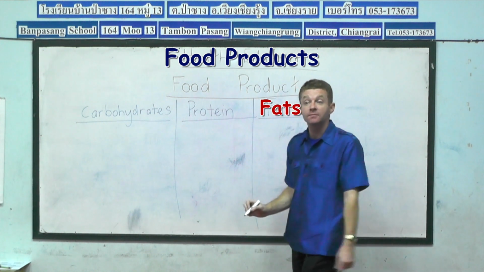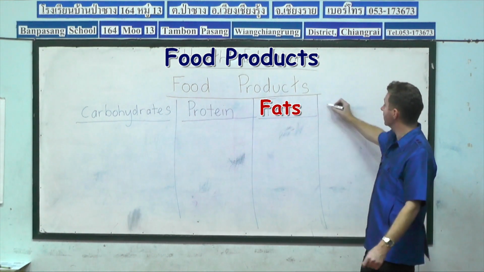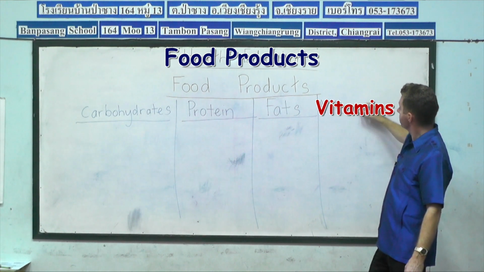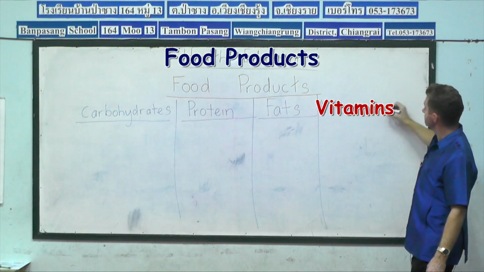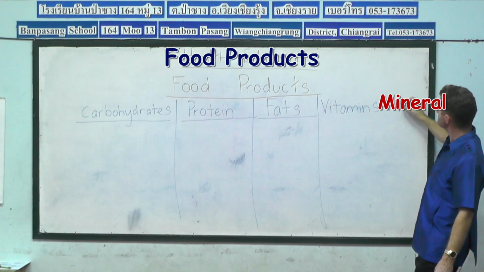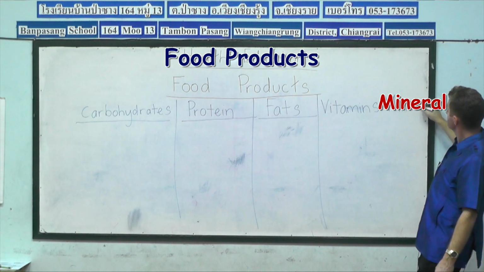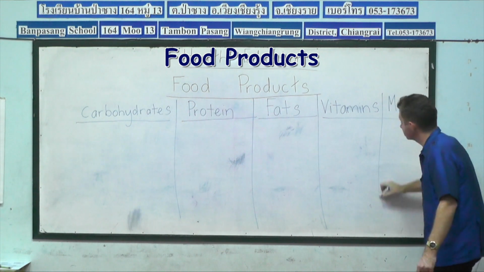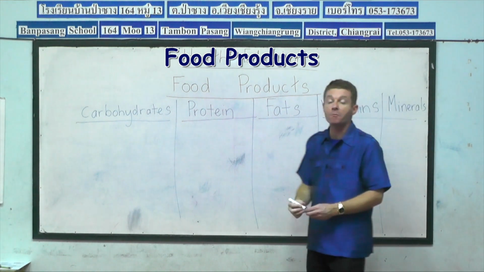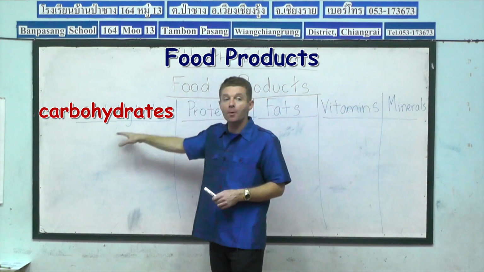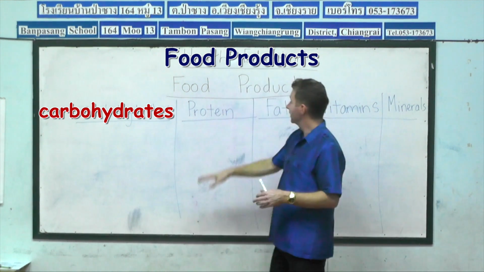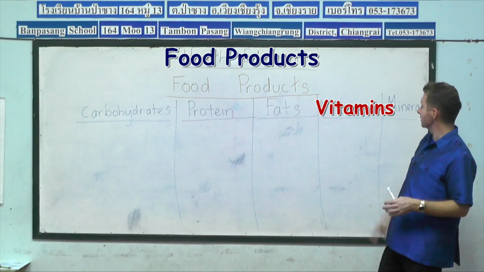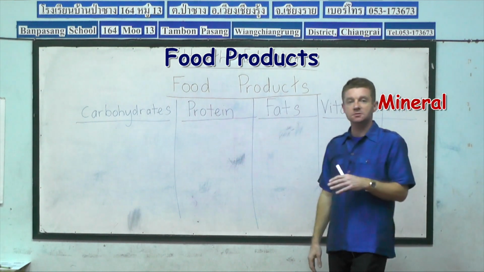And then there were 2 other categories too, guys. Vitamins and minerals. Well done. We have vitamins too. Vitamins, minerals. So here we have the 5 different types of food products that we learnt about in the previous lesson. Carbohydrates, protein, fats, vitamins, and minerals.